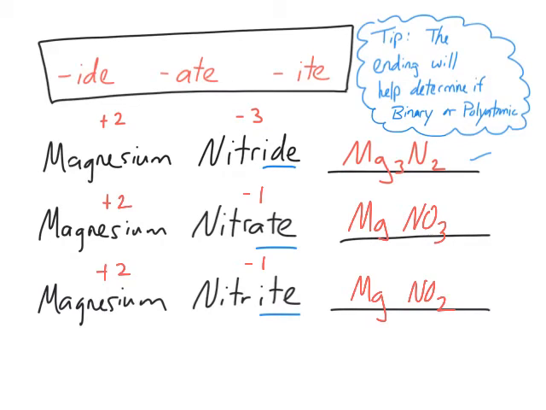So now when I look at balancing this out, I need another group of nitrate. Please use parentheses to keep the groups together and put the subscript outside. So this would become Mg(NO3)2, showing that there are 2 groups of nitrate. Same thing with nitrite. I'm going to need 2 groups of nitrite in order to balance this out. Nice work.